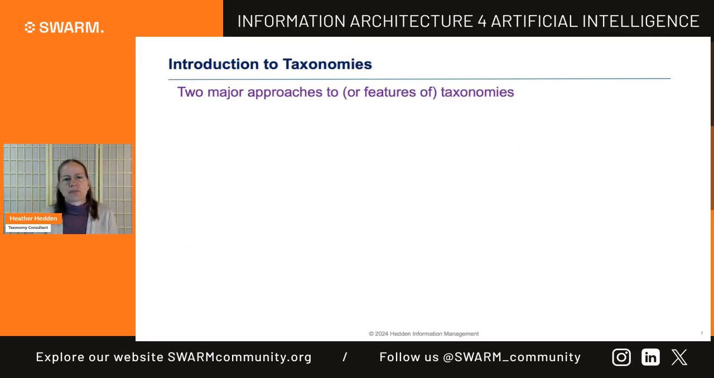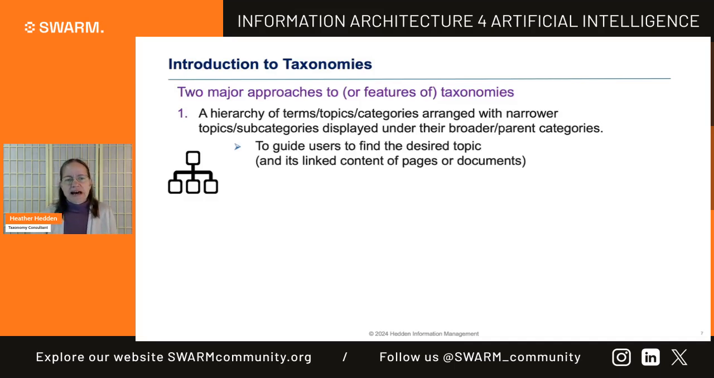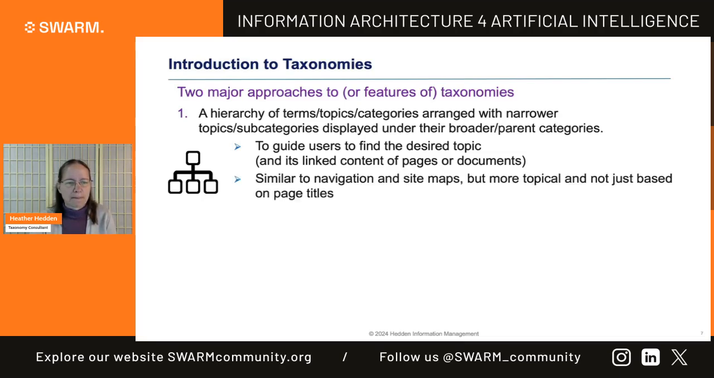There are kind of two major approaches, or we could say features, of taxonomies. One is a hierarchy of terms or topics or categories, arranged with the narrower topics or subcategories displayed under the broader parent categories. We saw a few of those on the previous screen. This guides users to find the desired topic, which is then linked to the content or pages or documents that would be of interest. So it's similar to navigation and sitemaps, but it's more topical. It's not just based on page titles.